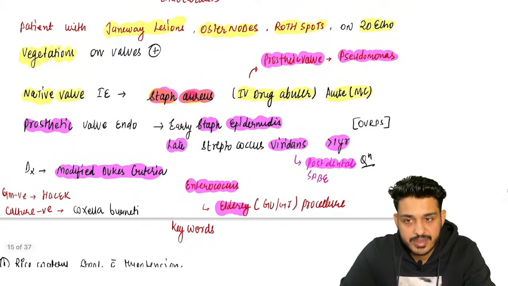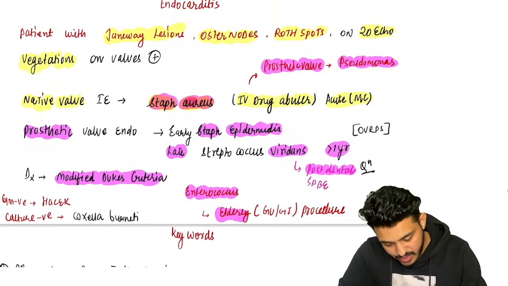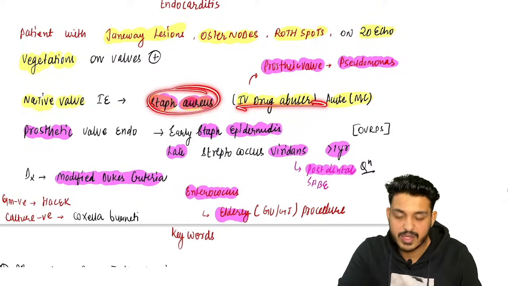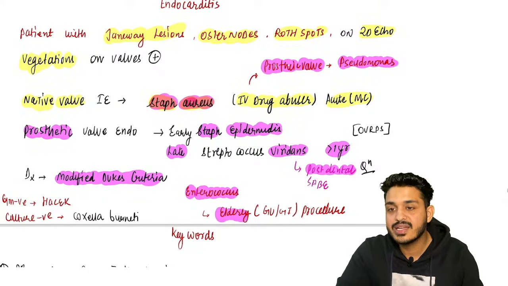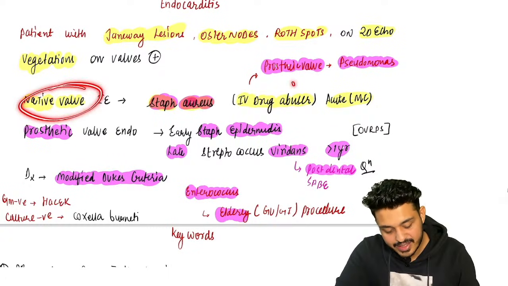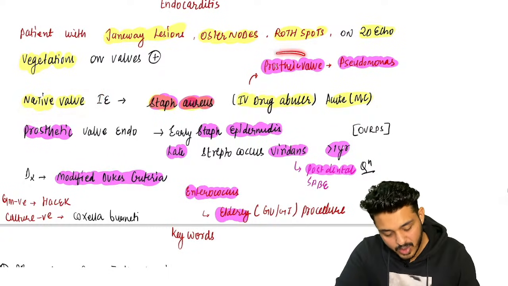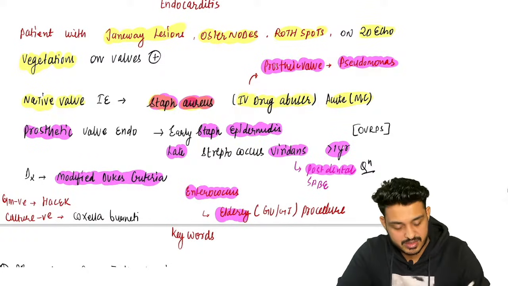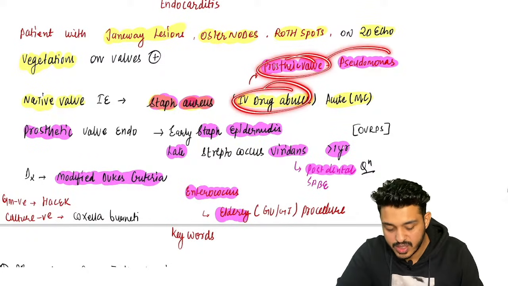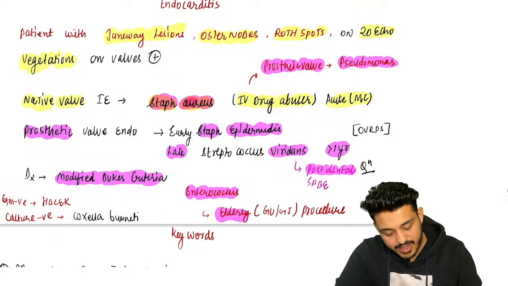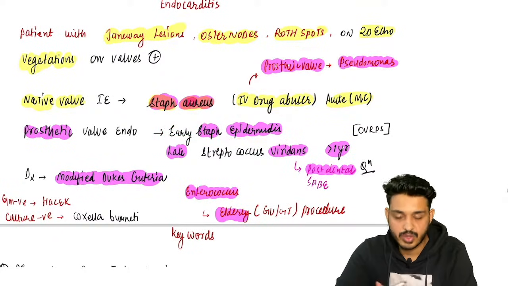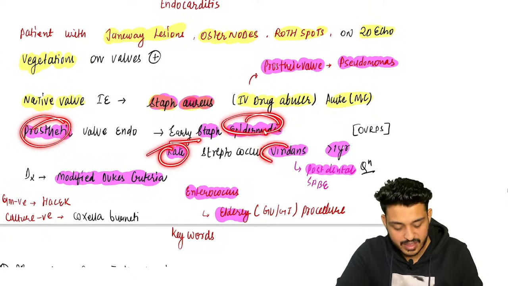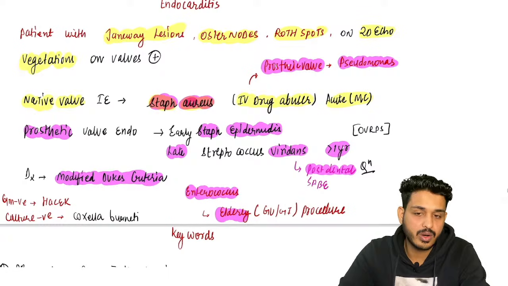So if they ask you a simple question, native valve endocarditis, most common cause Staph aureus. IV drug abuser, native valve endocarditis, Staph aureus. Okay. Second thing, prosthetic valve endocarditis, IV drug abuser, answer will be Pseudomonas. Prosthetic valve, IV drug abuser, answer will be Pseudomonas. Early onset, your answer will be what? Prosthetic valve, early onset, answer will be epidermidis. Late onset, answer will be viridans. This is important stuff, very important.